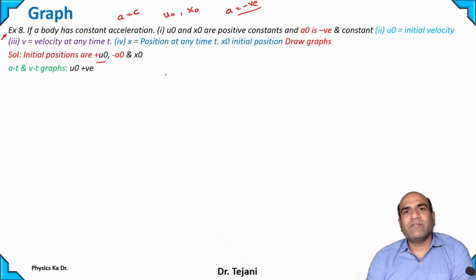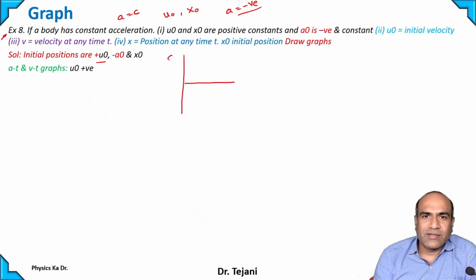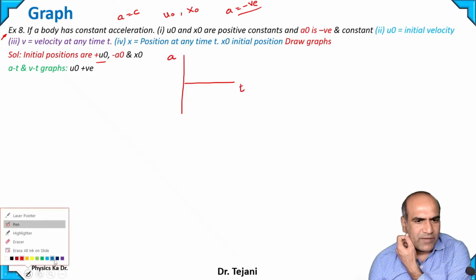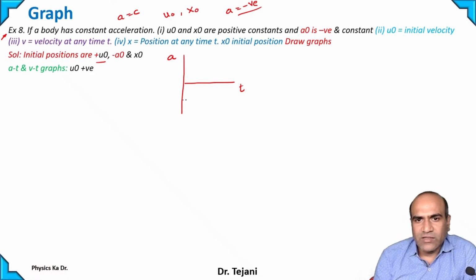Starting with the graphs, let's start with the acceleration versus time graph. What is given here? Acceleration is negative and constant. So for a constant, it is a straight line, and acceleration is negative.